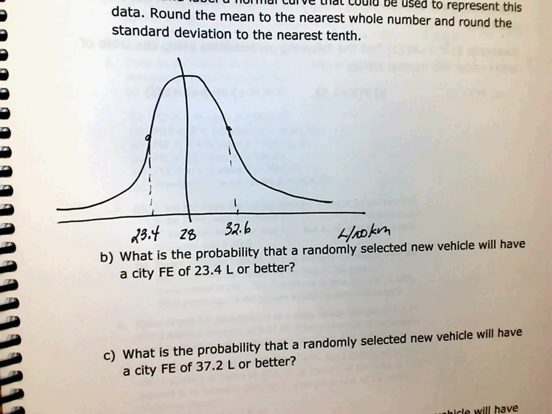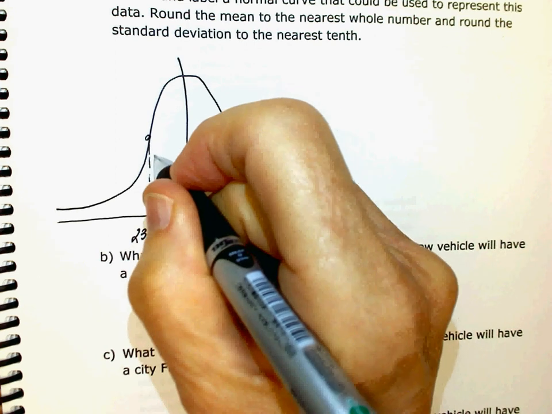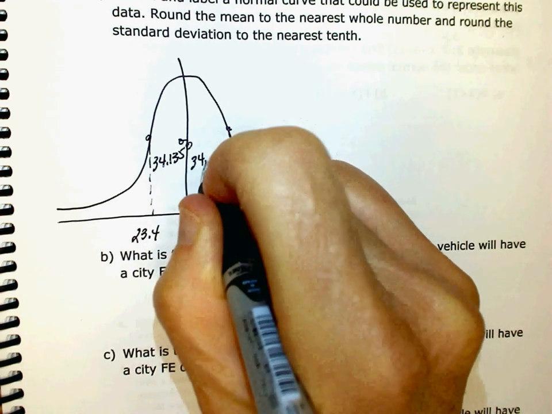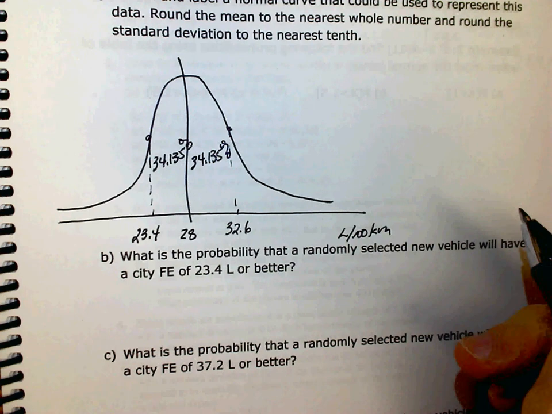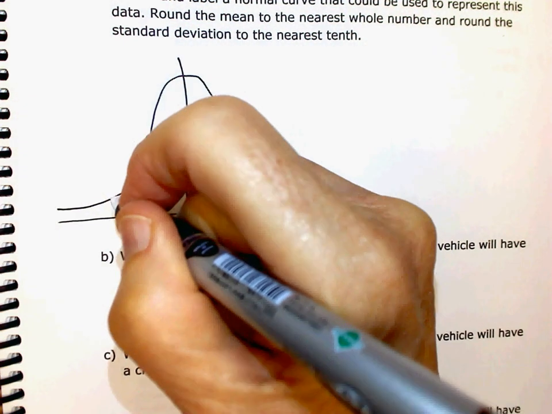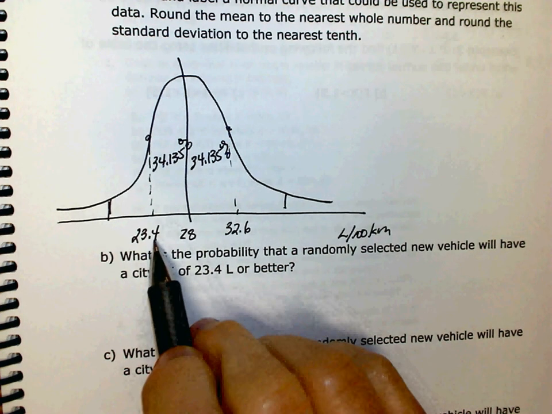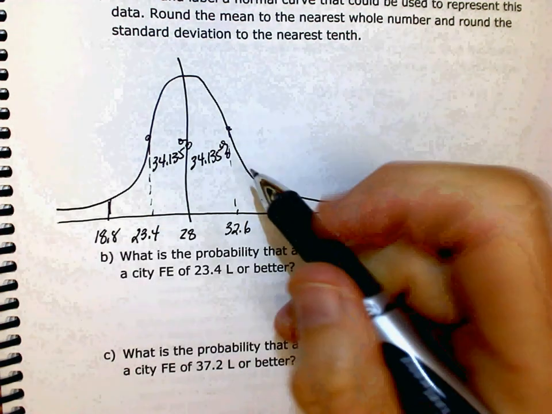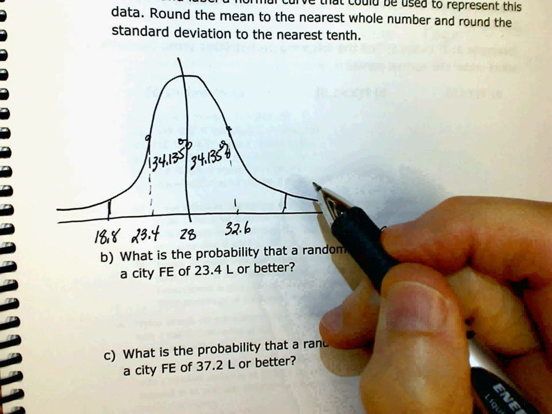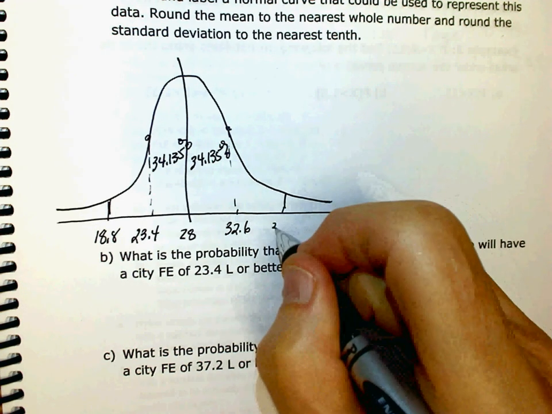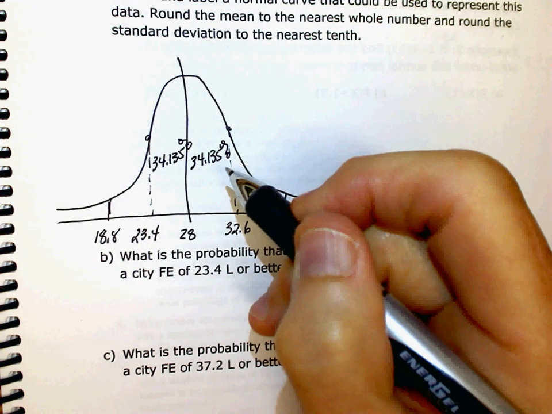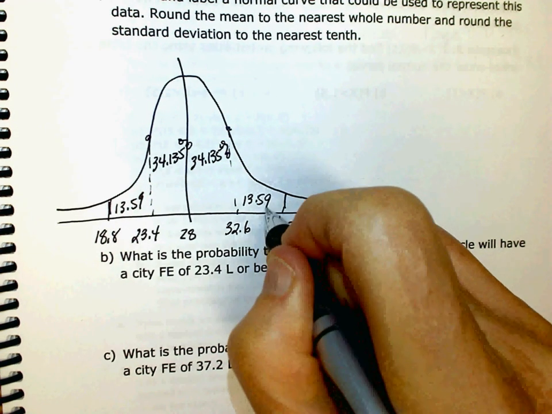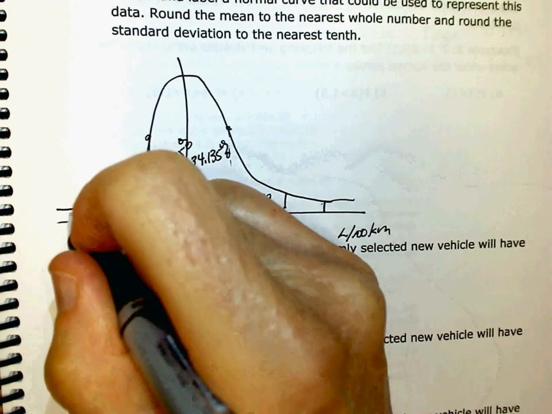And you know from our previous calculations, 34.135% fall there, 34.135% fall there. Right? Now we're going to go within 2 standard deviations of the mean. So we go 28 minus 4.6 minus 4.6 again is 18.8, and 32.6 plus 4.6 is 37.2. And just by our previous calculations, this is 13.59, 13.59.